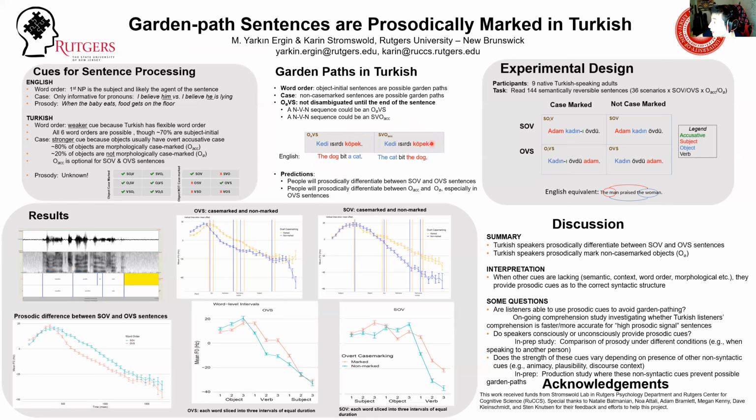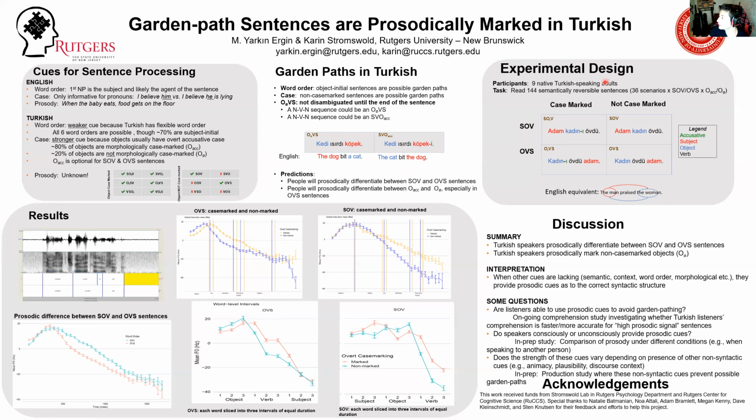It will have the final accusative case marker on the dog, which will confirm that the dog is the object. So the cat at the beginning must be the subject. So it's an SVO sentence with an accusative case marker on the object. So our prediction was that because of the confusing or garden pathy nature of unmarked OVS sentences, people will prosodically differentiate between SOV and OVS sentences, and people will also prosodically differentiate between accusatively case-marked and non-case-marked sentences, especially in OVS sentences, given their ambiguous nature.